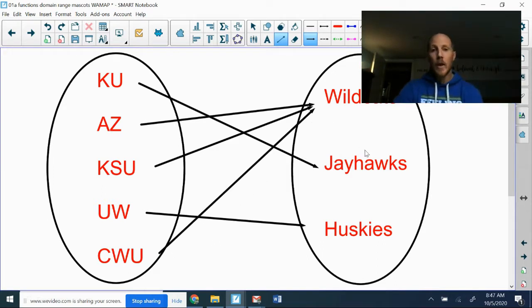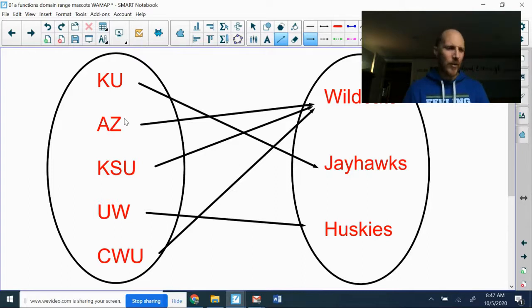Okay, so in this case, we've got three different schools that all have the same mascot, which maybe they should have a little bit more originality and come up with their own mascot. But is this a function? Yes. Every school has only one mascot, right?